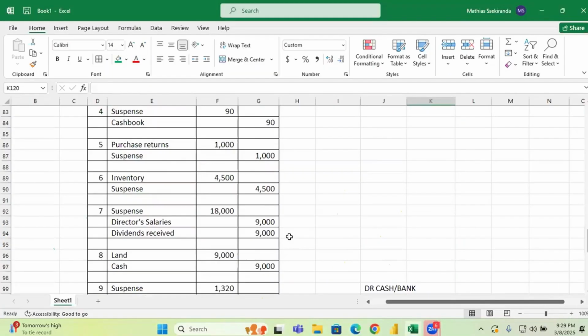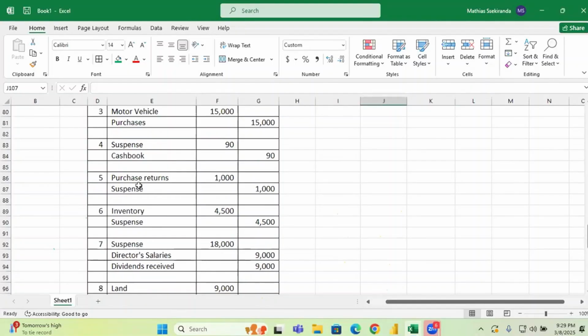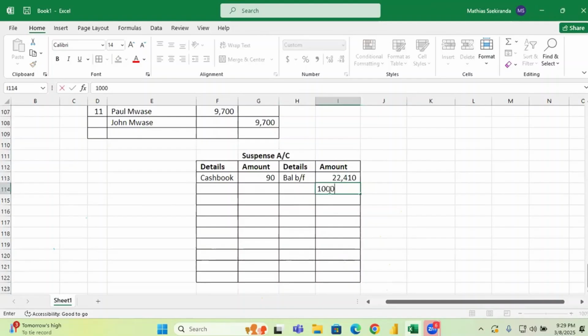Then we shall go and use the same trick. Note number 1 did have a suspense. Note number 2 did not have a suspense. Note number 3 did not have a suspense. Number 4, we have a suspense on the debit, and that's about cash book. The debit cash book, and it's 90. Number 5, we have a suspense on the credit, 1,000. It's about returns.